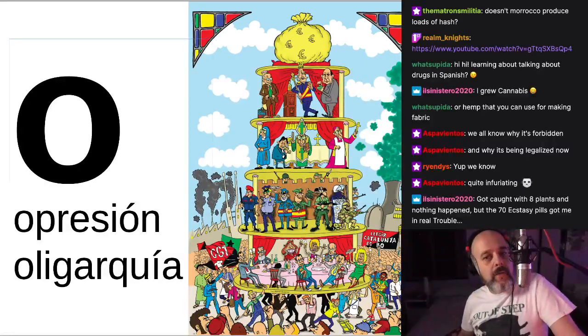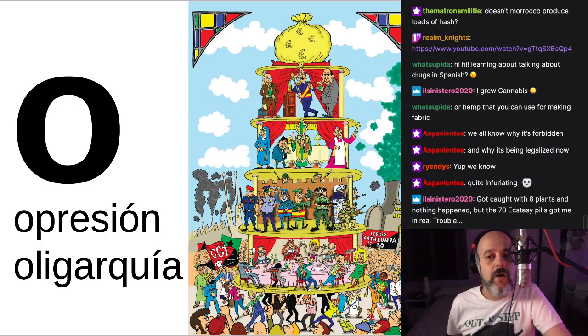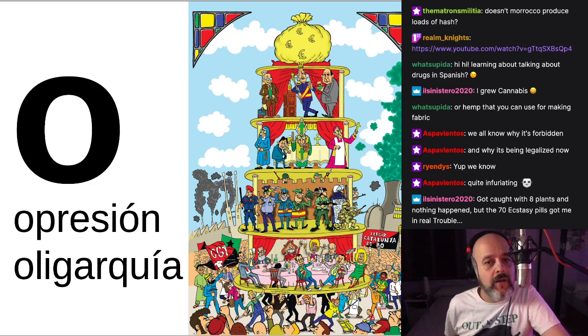So, opresión, oligarquía. Opresión, the oppression, is inherent to our societies. And oligarchy is a group of people who have the power and keep it to themselves at the expense of the rest of the population.